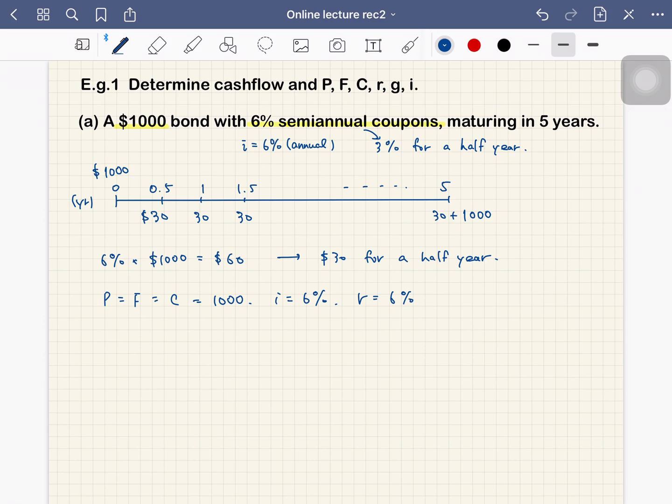And I is 6% as given, and R is equal to 6% also. And how about the special coupon rate? Remember that CG is equal to FR, but FR is equal to 1,000 times 3% if we use half year, or 6% if we use annual. But anyway, 6%, and C is 1,000. So also G is 6%.